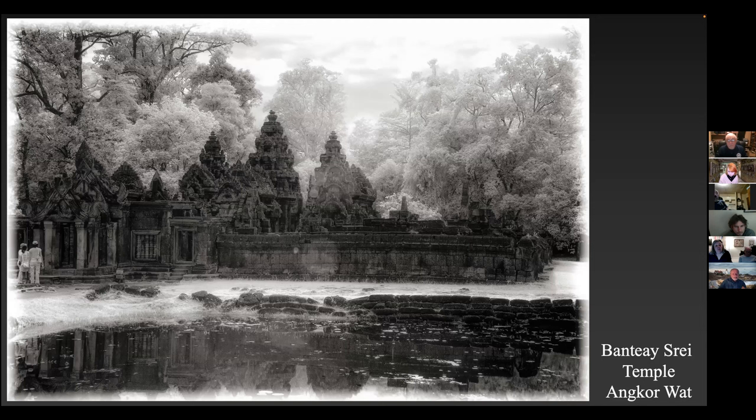Because the Mekong River flows backwards and then empties out, even in the 12th century, they devised a way of storing the water in large ponds as part of the temple and releasing that water during dry periods. So here you see the temple and this mystic appearing forest behind it in infrared.